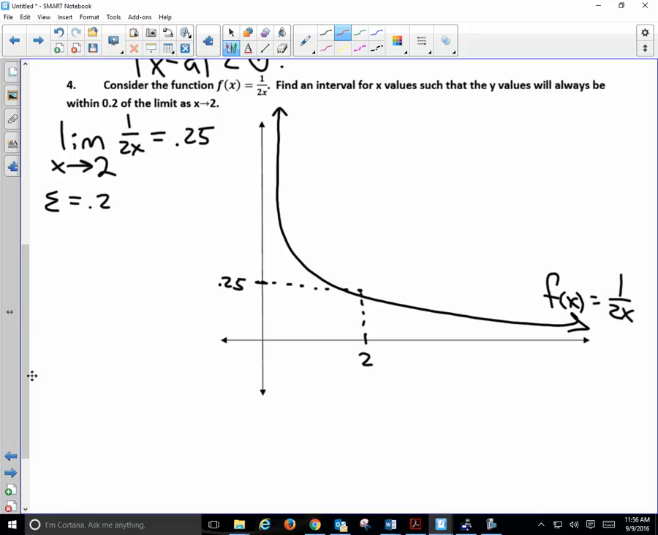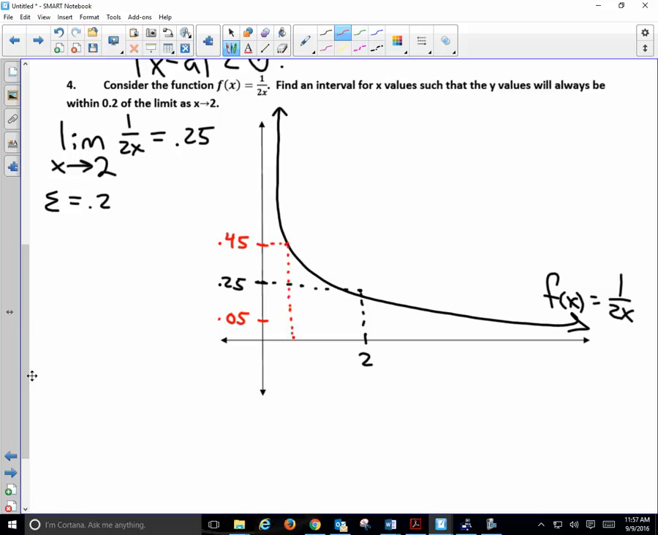So here's what I'm trying to do. I'm trying to find a delta value given an epsilon value. What is our epsilon? 0.2. So if I go 0.2 up, where does that bring me to? 0.45. You have to understand right now how I came up with these values. I took the limit and I added onto it 0.2. Now I'm going to subtract off 0.2 and get 0.05. Is everybody okay with that?